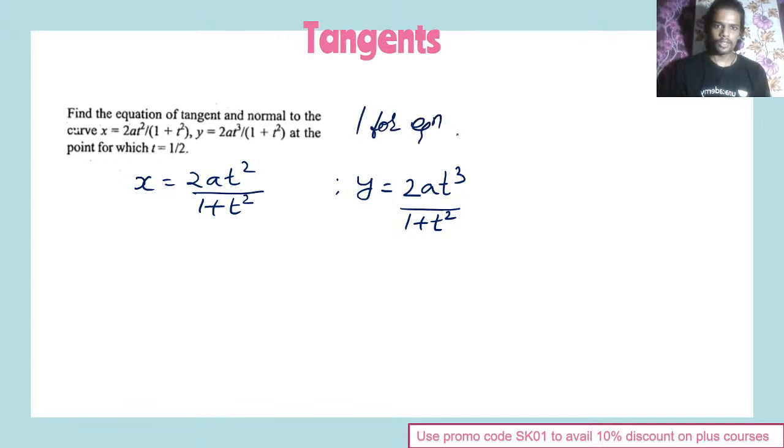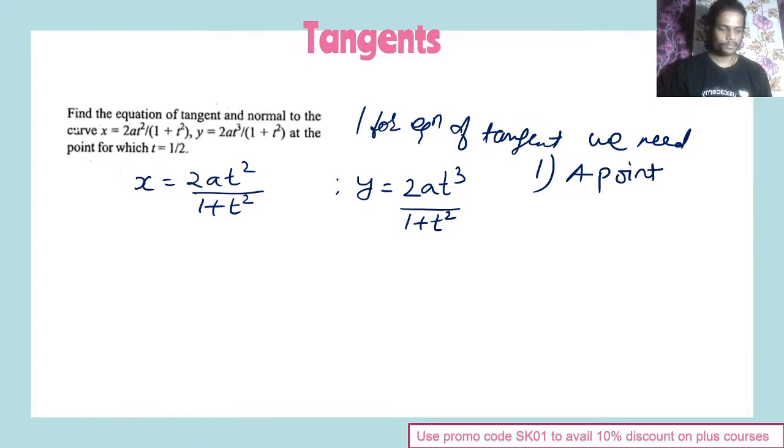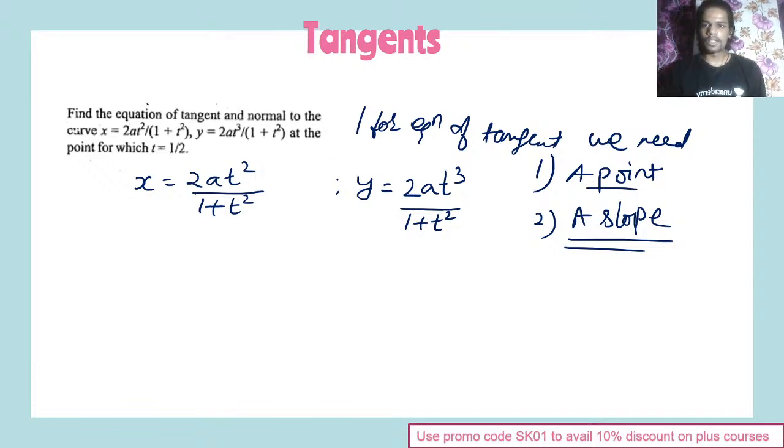So again, for equation of tangent, we need a point and we need a slope. So the point can be calculated using t equal to half, which is given. If you put t equal to half here, you will get x. If you put t equal to half here, you will get y. But we have to calculate the slope also.